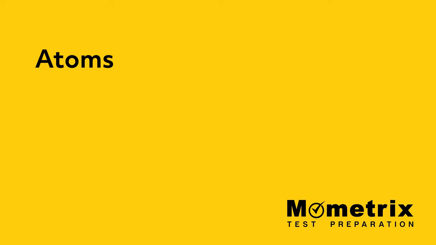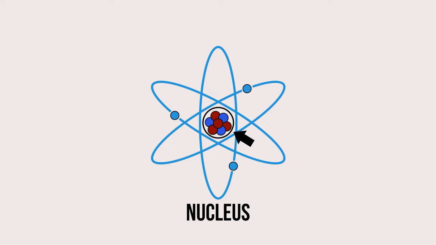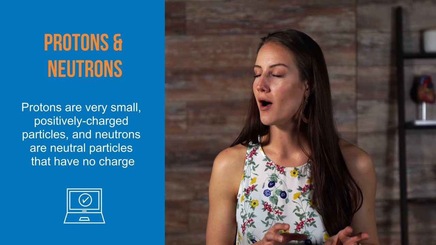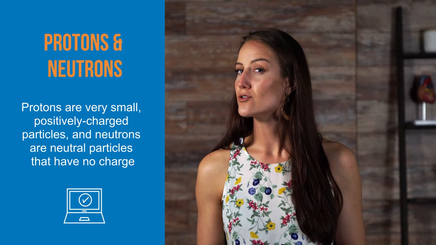Atoms are the building blocks of the universe. They make up everything you see around you. But what makes up an atom? At the very center of an atom is the nucleus, which is made up of small particles called protons and neutrons. Protons are very small, positively charged particles, and neutrons are neutral particles that have no charge.